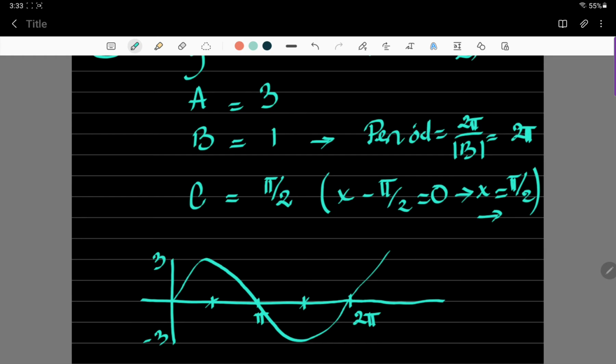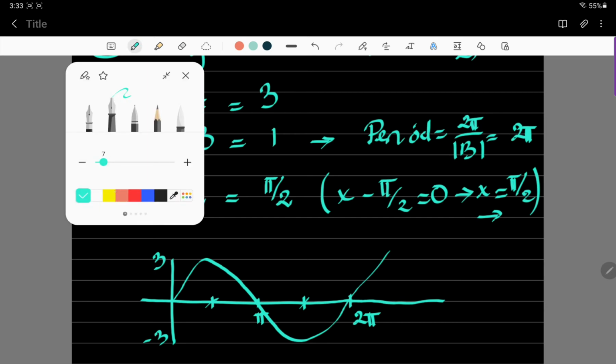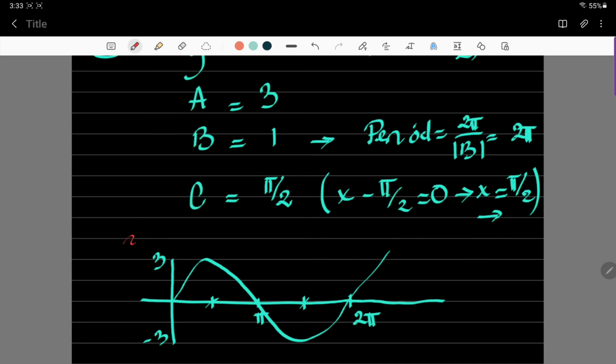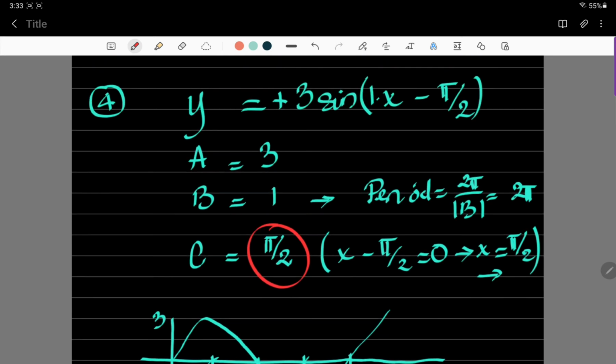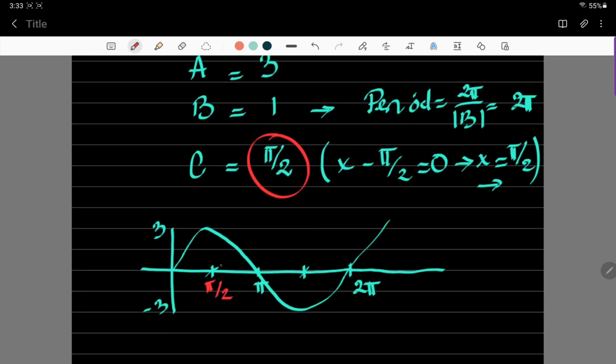Now, let's shift it to the right, same thing. Let's change to red, because we have the shift of pi over 2. So this one here is pi over 2. So I'm shifting it. My drawing now becomes what? I go up here, no, no, go down here.